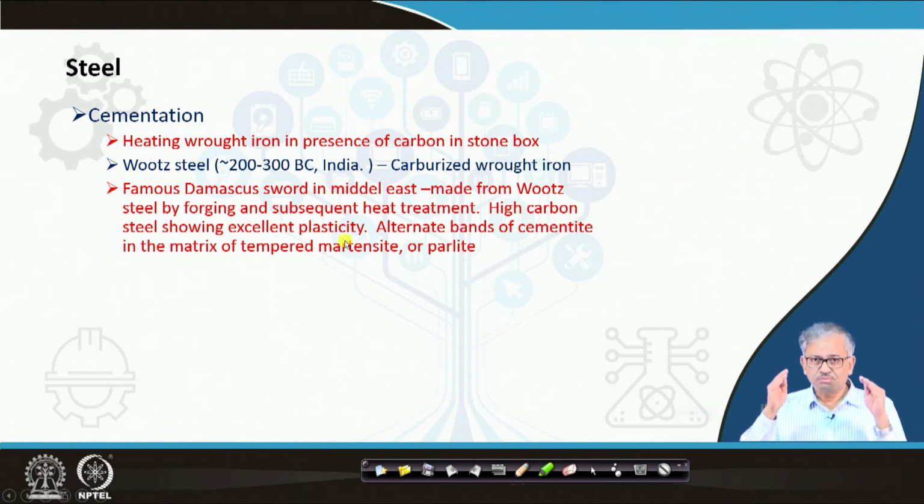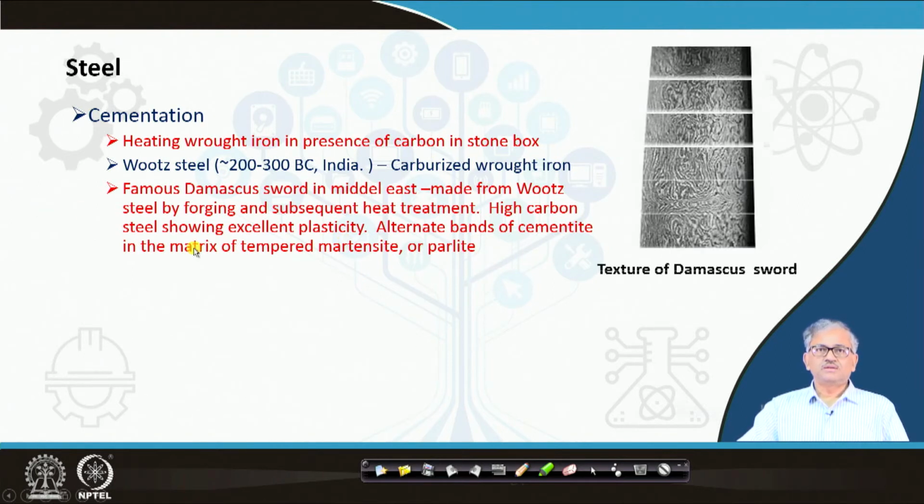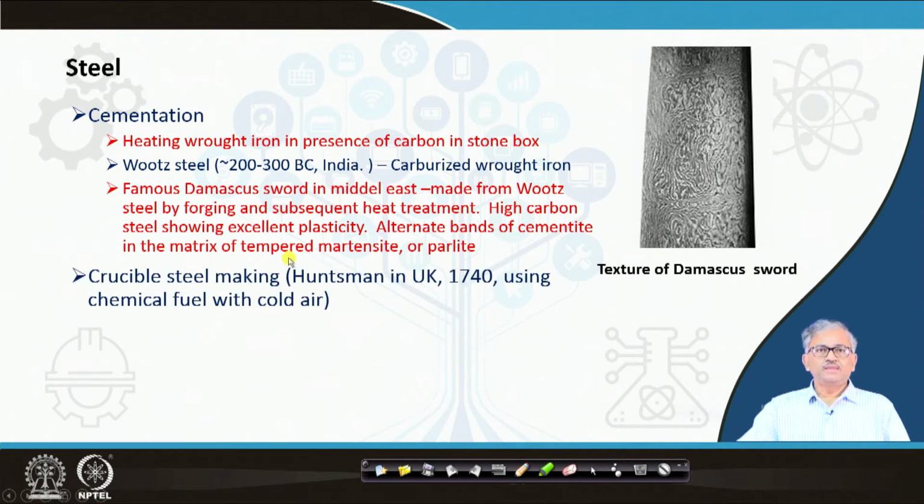Possibly the high carbon was limited to the surface, so the surface became very hard, which is required for the sword, but the center was very ductile, so you can hammer it easily. So it was hammered and moved away. All these things basically give a very excellent result. This is the Damascus steel, the texture of the Damascus steel. It looks like this.